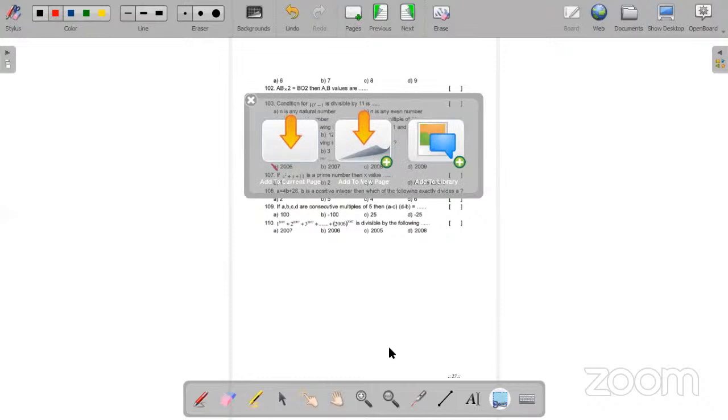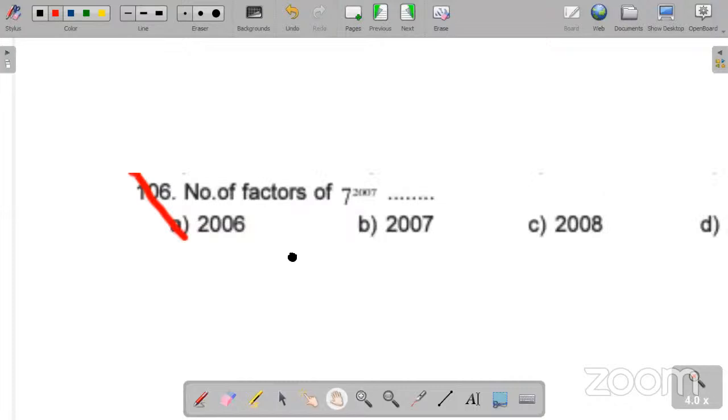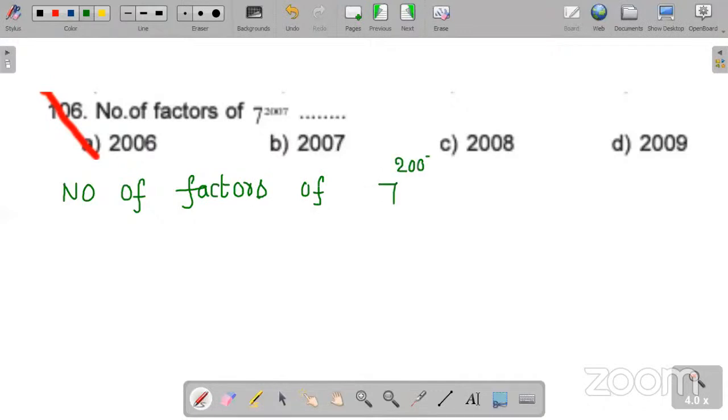See, let us check this question now. I will write the question once again. The number of factors of 7 to the power of 2007. How many factors are there?